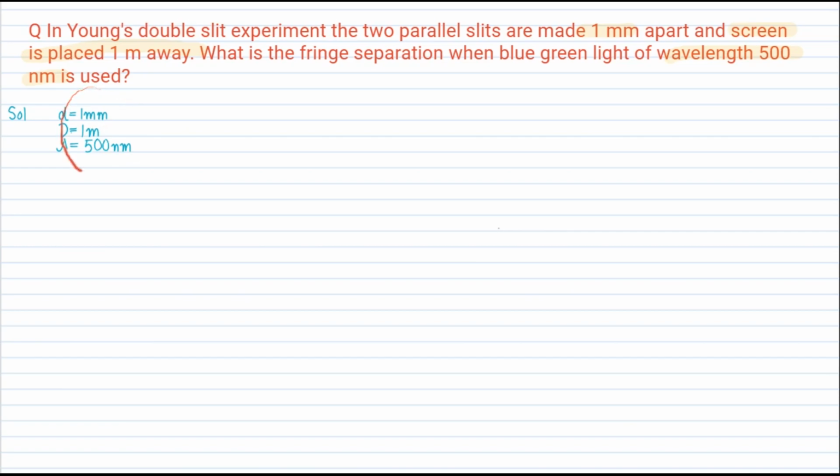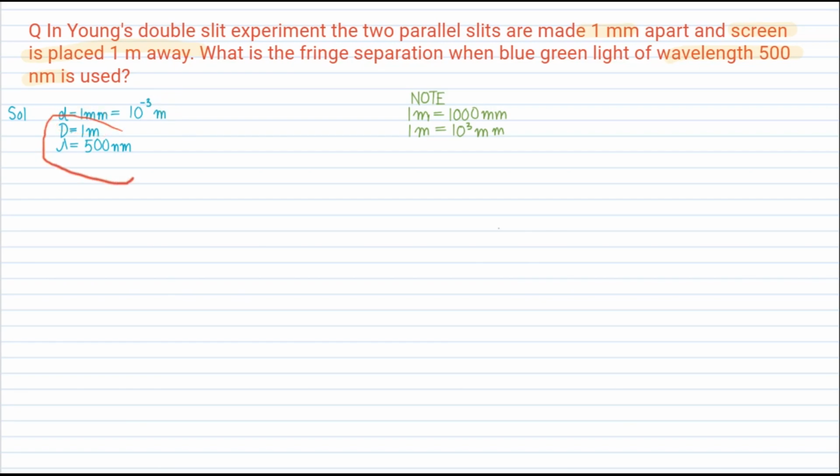Now let's solve your numerical in your MKS system. So let's convert 1 millimeter to meter. So 1 meter equals 1000 millimeter, or I can also write 1 meter equals 10 to the power 3 millimeter. Now if I send this 10 to the power 3 here, then I will get the value of 1 millimeter. So your 1 millimeter equals 10 to the power minus 3 meter. Fine. Your capital D is already in meter.